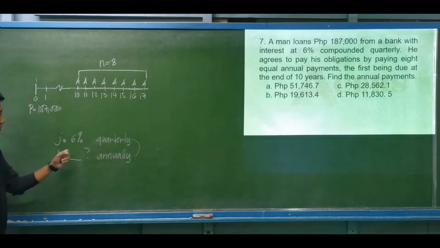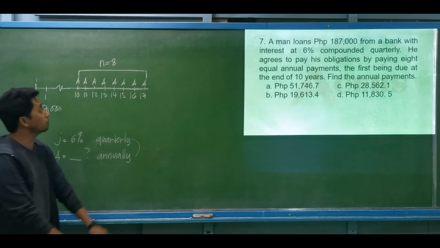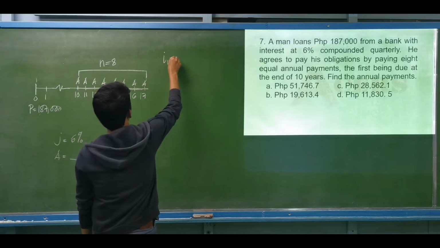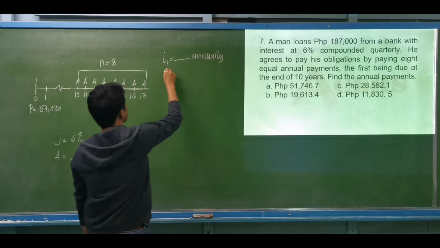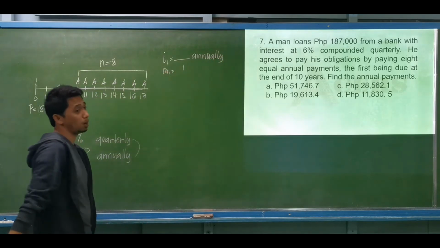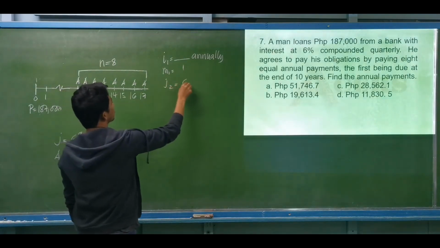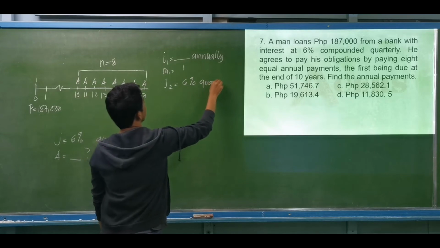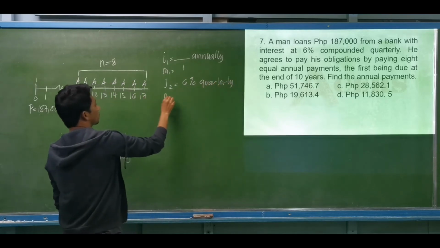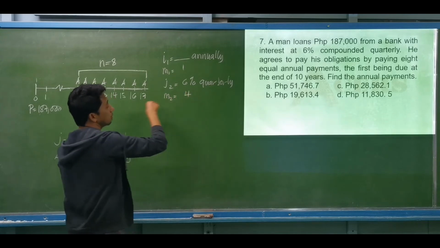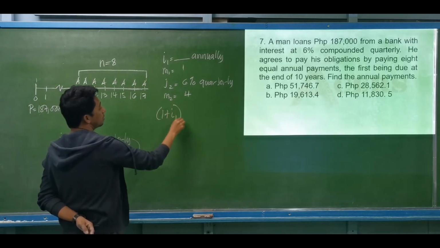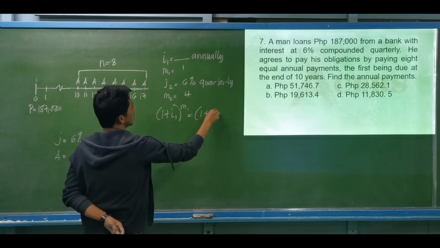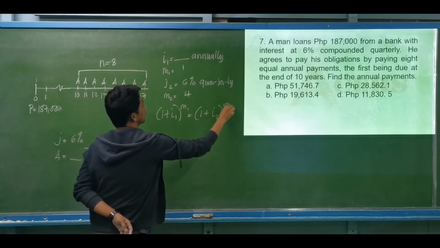Okay? So we need to convert first the 6%. We need the rate 6% compounded quarterly to annually by equivalent rates. So let's say this is I1. If it is compounded annually, that is the same as the effective rate of interest, since the value of M is simply equal to 1. Let's say we have J sub 2 is equal to 6%. This is given as quarterly, so the value of M is 4. By equivalent rates last time, we have 1 plus I1 raised to M1 is equal to 1 plus I sub 2 raised to M sub 2.